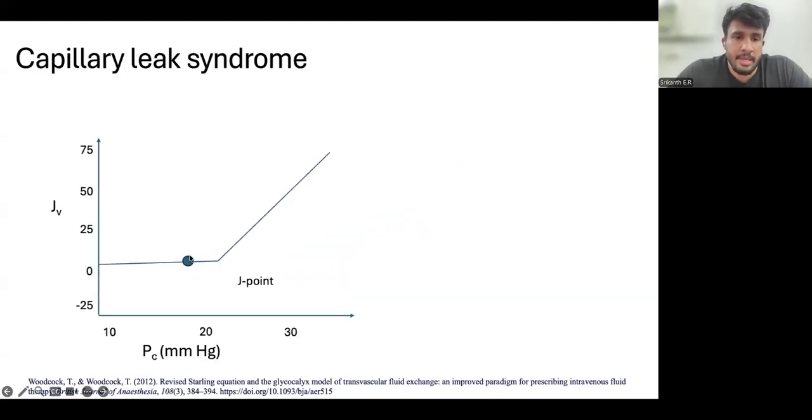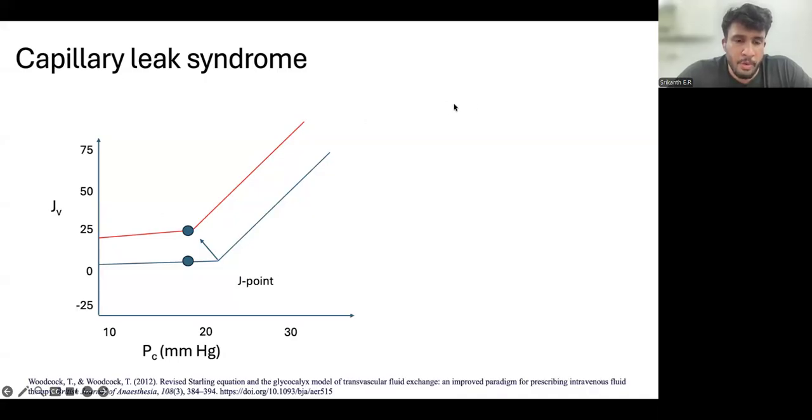The next thing is, let's say this patient has a capillary hydrostatic pressure somewhere close to 18. This is what I marked with the dot here. And now this patient has gone into sepsis with severe capillary leak. What happens during sepsis and severe capillary leak is that the J point shifts upward and towards the left. This is because the reflection coefficient, that is the membrane permeability, suddenly increases, and at that point, with the same hydrostatic pressure, you're very close to the J point. That means you're very close to a point where you have a lot of filtration happening.